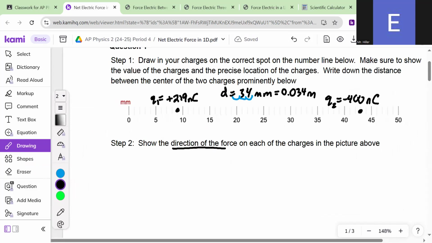Okay, show the direction of the force on the charge. Well, Q1 is positive, Q2 is negative. That means Q1 is going to pull Q2. So if this is Q2, Q1 is going to pull Q2 to the left. And the force on it would be the force of 1 pulling on charge 2.